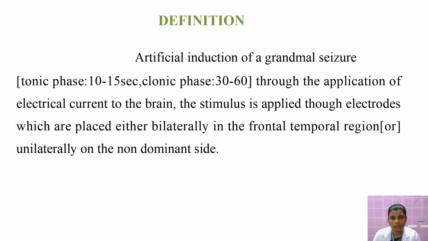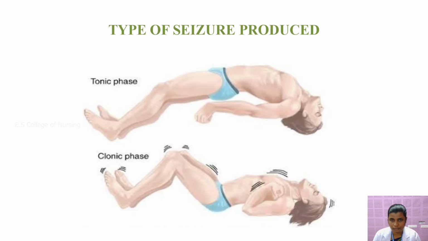To pass the electrical current, we apply the electrodes on the head of the patient, placed either bilaterally on the frontotemporal region or unilaterally on the non-dominant side. Mostly we place the electrodes on the right-hand side.